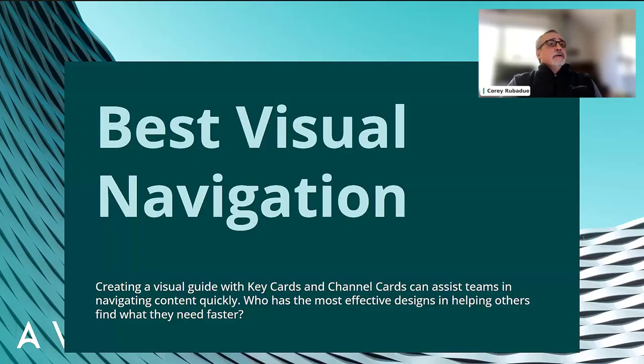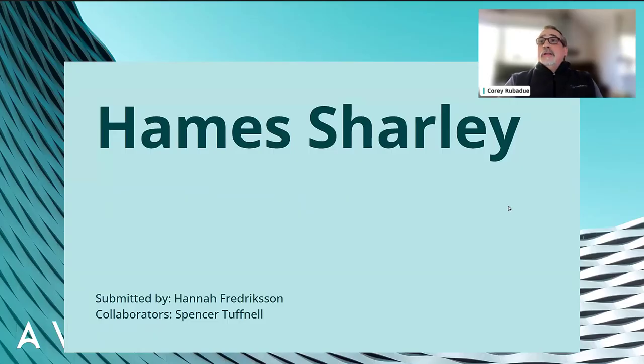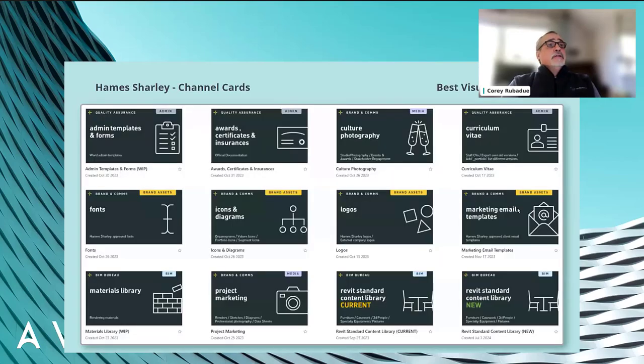We had a little bit of challenge trying to pick the right one here, but the winner of this category, Best Visual Navigation for this year, 2025, is Hames Charlie, based out of Australia with several offices there, a multidisciplinary practice covering architecture, landscape architecture, and so on.